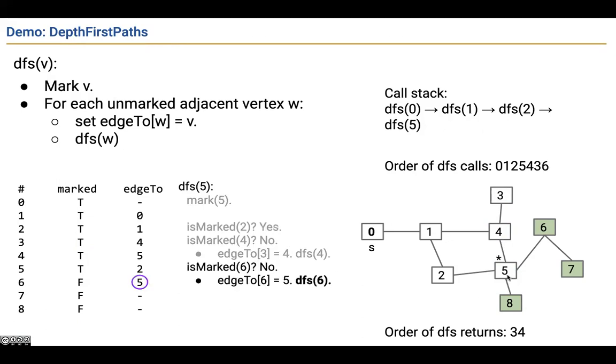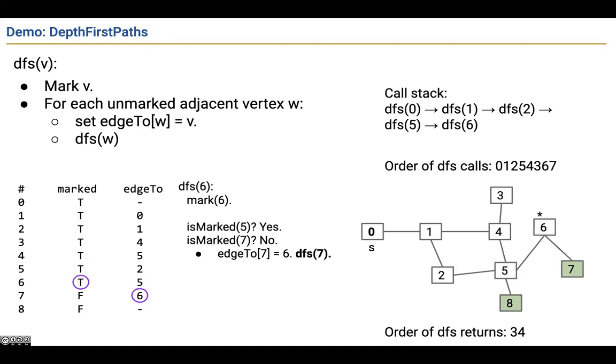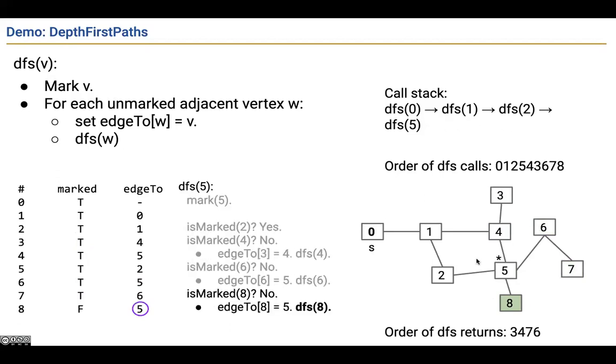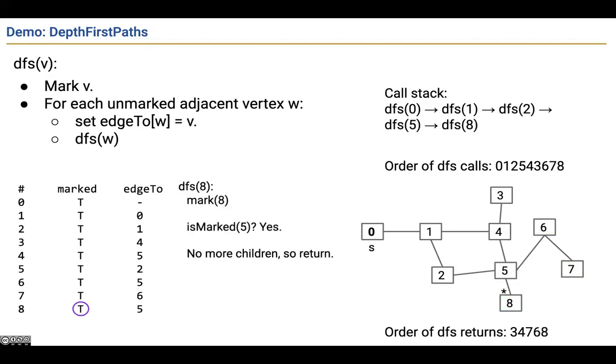DFS of 5, that's not done yet. So 5, it had to check 4. And then once it's done checking 4, now it's going to check 6 and 7. Those are going to return. And then 5 still has to check 8. So I check 8, writing down the edge 2's all along the way.